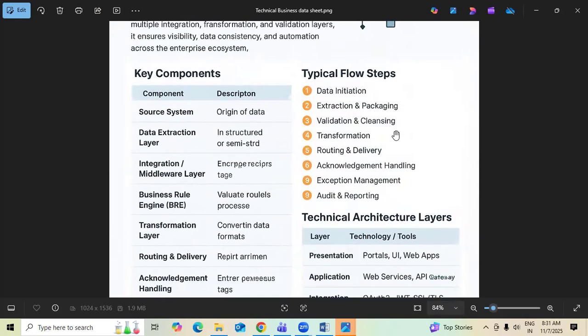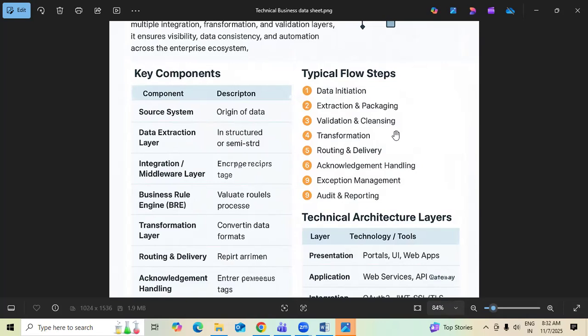One is the source system, which is nothing but the existing system of origin of the data we are using. Second, the data extraction layer, where we structure any kind of data, whatever unstructured or semi-structured data we have. Next, the integration and middleware layer, where we do the enterprise transformation, connecting using EAI, enterprise application integrations.